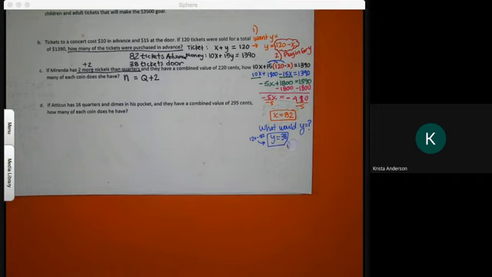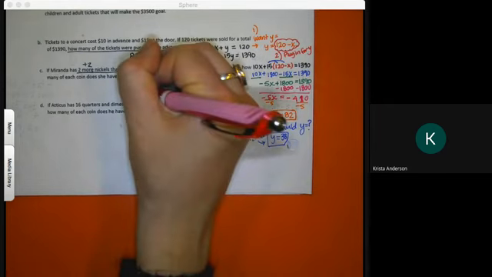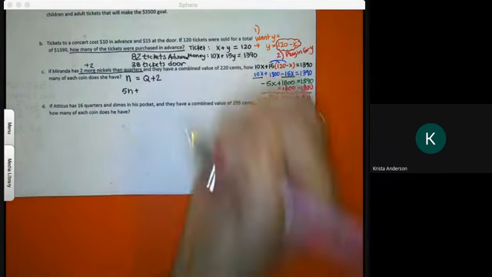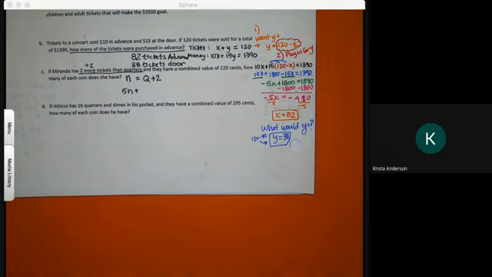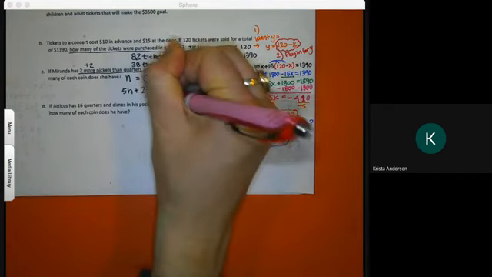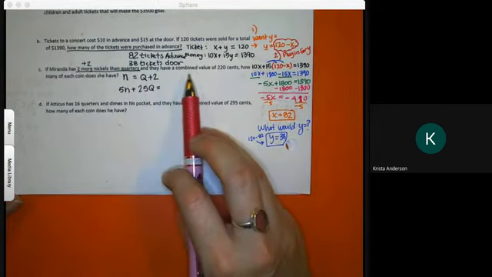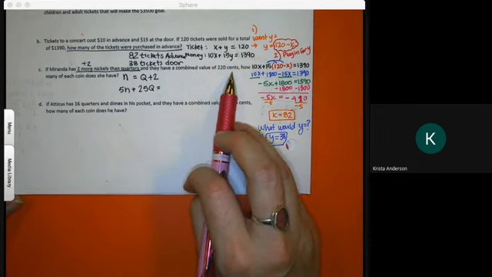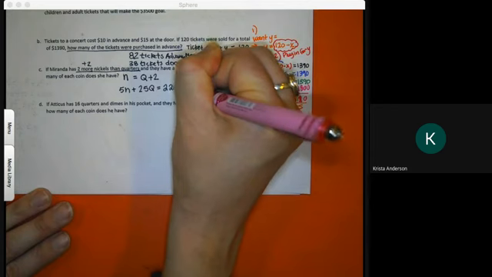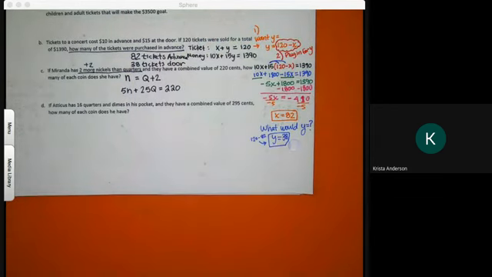Okay, then my second one is my money amount. Does anybody know how much a nickel's worth? Yeah. 5? Nickels are worth 5 cents. How much are quarters worth? 25 cents? And let's look for my total. They have a combined value of 220 cents. How many of each coin does she have?